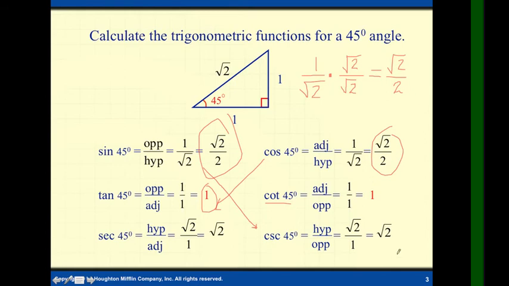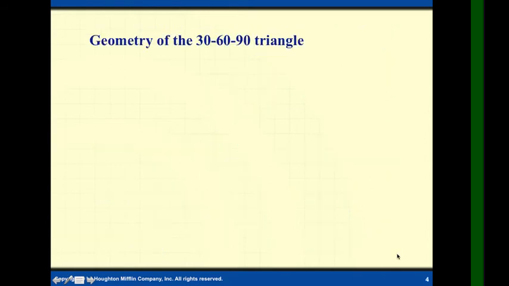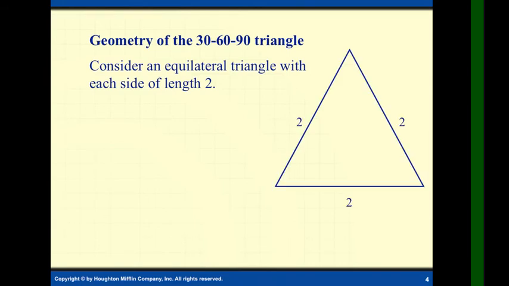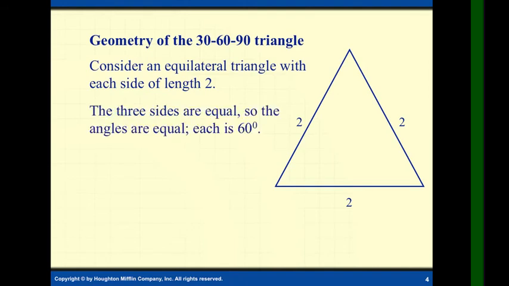Ito yung mga yan. Now, for geometry of the 60, 30, and 90 triangle, we have considered the equilateral triangle. When you are talking about equilateral triangle, these are triangles that have the same length on each side. So, 2 ang kanilang length. 2, 2, and 2. So the three sides are equal. So the angles are equal. Okay, so this is a 60, 60, 60 triangle, not a 30, 60, and 90 triangle.